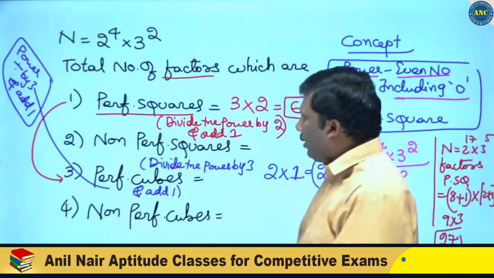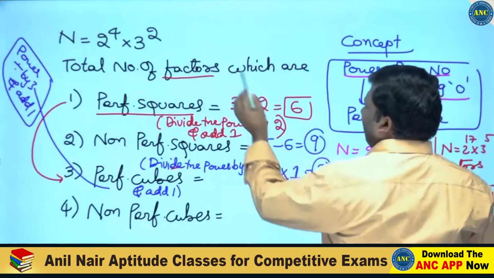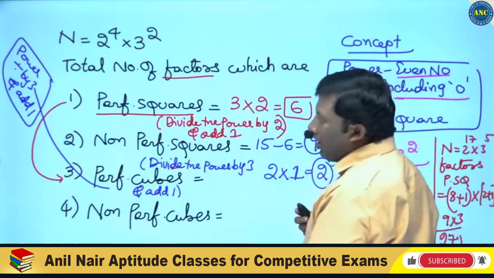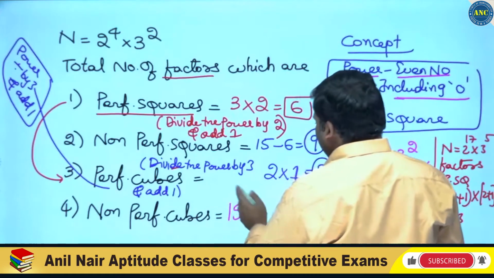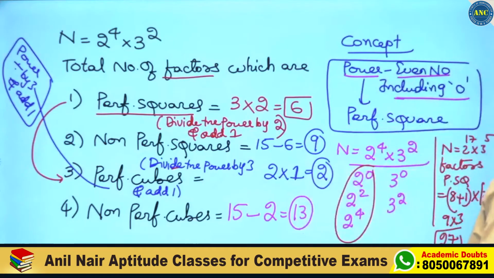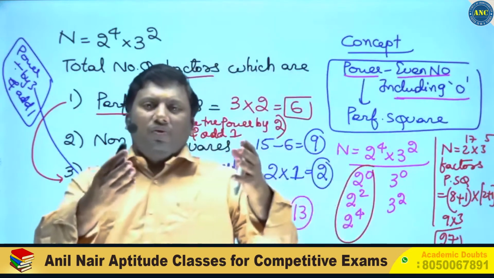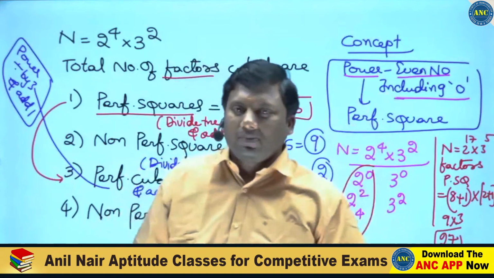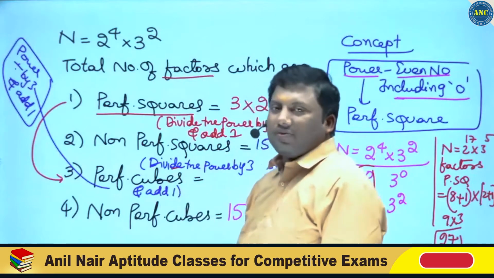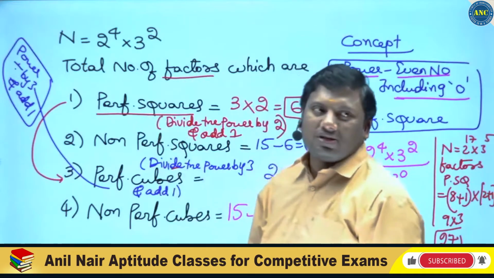Similarly, non-perfect square means total factors minus factors which are perfect squares. If I want non-perfect cube, it means total factors minus factors which are perfect cubes. Whenever you get non, it is very easy. Non is a negation. Total minus what is there with us will give us what is pending.